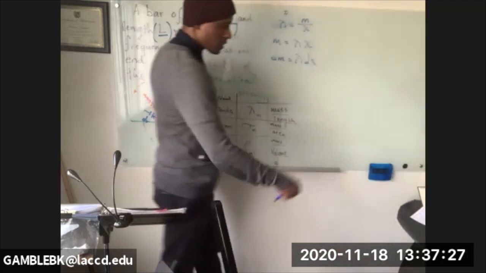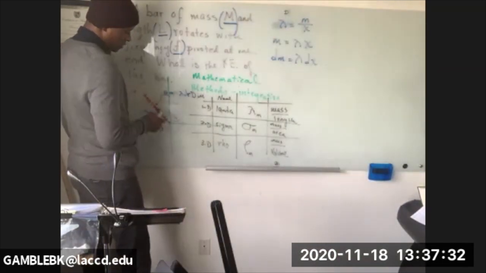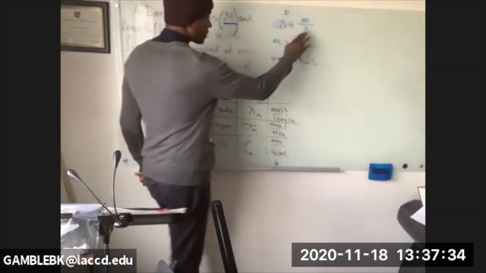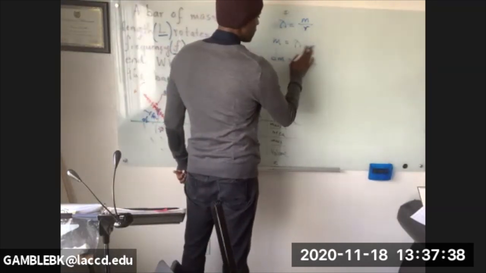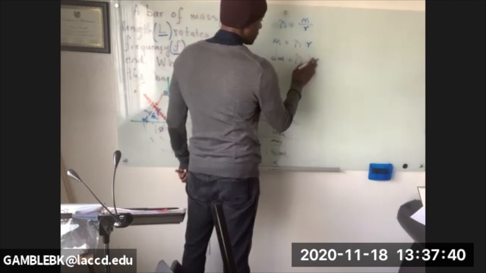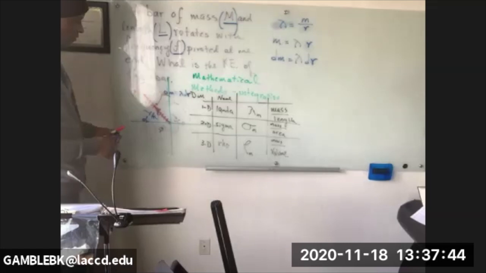I set it up so that it was on the x-axis, but it doesn't matter. So let's say lambda dr, where r is a position. So the length is r, and then lambda dr. Use whatever symbol you want. I think you get it. Hopefully you do.